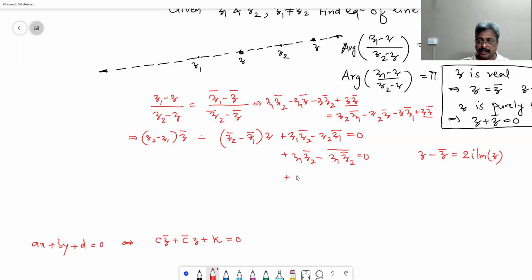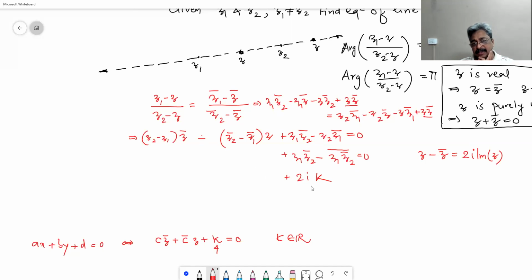So I can write this as 2i times, is it 2i or different? 2i, correct? 2i times the imaginary part of z. Let me call the imaginary part of z k. Okay? I want k to be a real number here. K should be a real number.